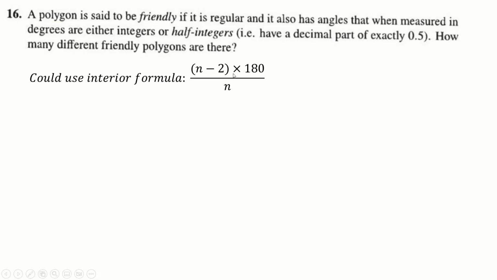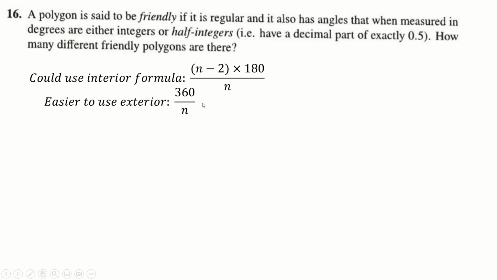You could use the interior angle formula for this, for a polygon. I never use this formula. This is, by the way, for a regular polygon, isn't it? Which I maybe should have said. But actually, if you're dealing with regular polygons, much easier to use the exterior formula. 360 divided by the number of sides is the exterior angle.